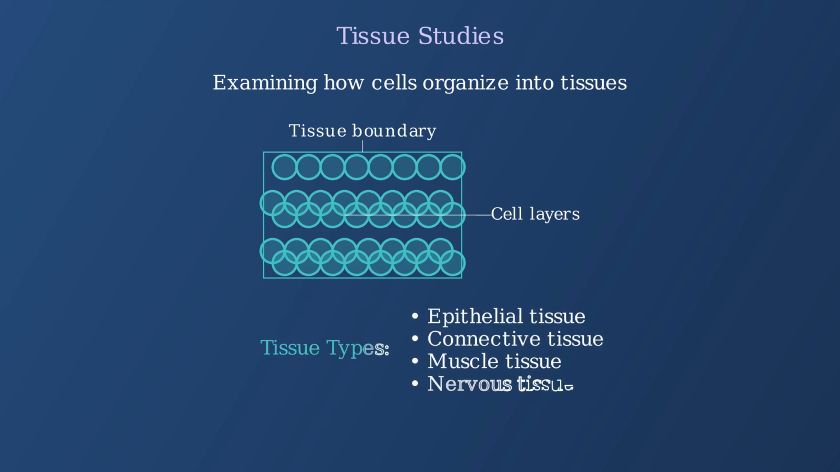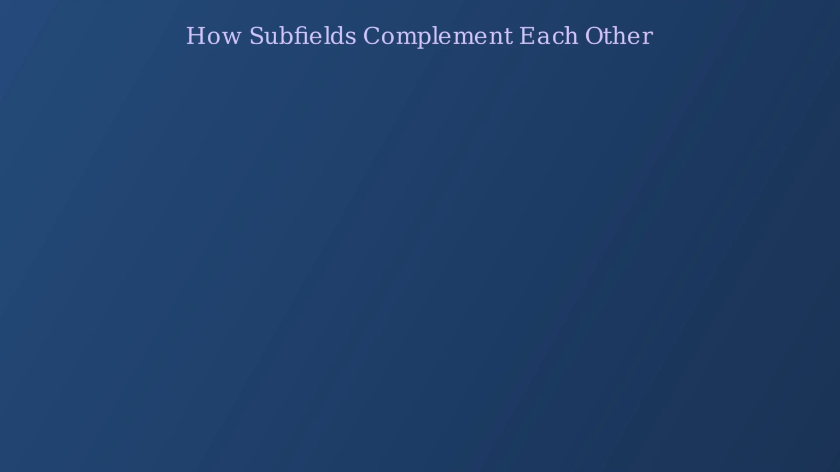Histologists study four main tissue types: epithelial tissue, connective tissue, muscle tissue, and nervous tissue, each with distinctive cellular arrangements and functions. Now let's see how these three subfields of histology complement each other to provide a complete understanding of biological structures. These subfields form a continuous spectrum of study, from individual cells to complete organs.